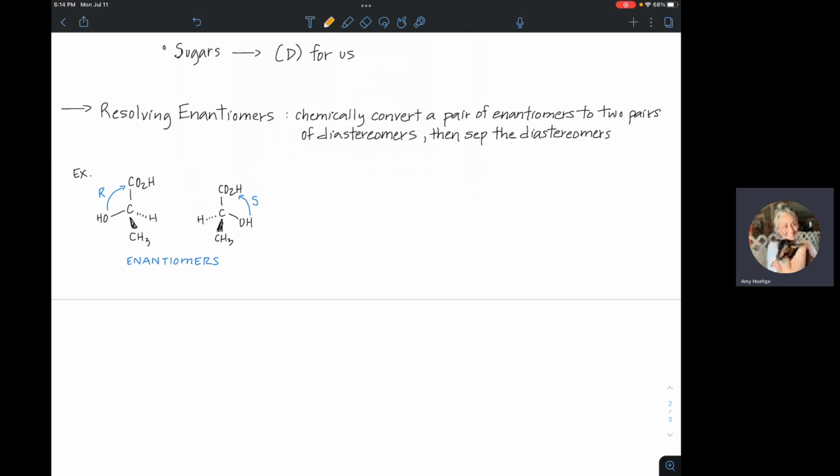I'm going to react this with a chiral base. So we'll just pick a left-handed base. Doesn't even matter what it is. We'll just say S base, some molecule that is left-handed. And then what do I get? I'm going to get a pair of diastereomers. So what I do is I'm going to deprotonate my carboxylic acid. So that's going to end up being negative. And then this will be my, we'll say S base conjugate acid.